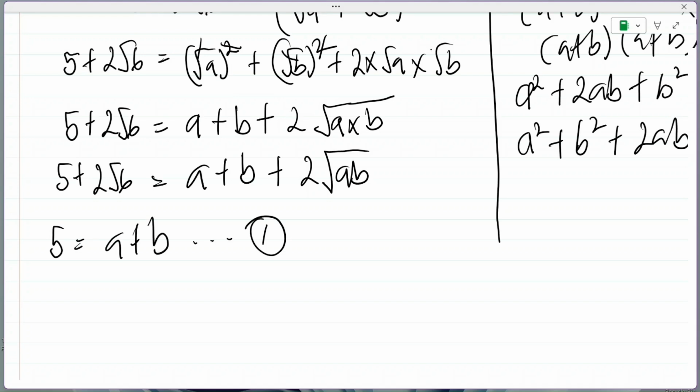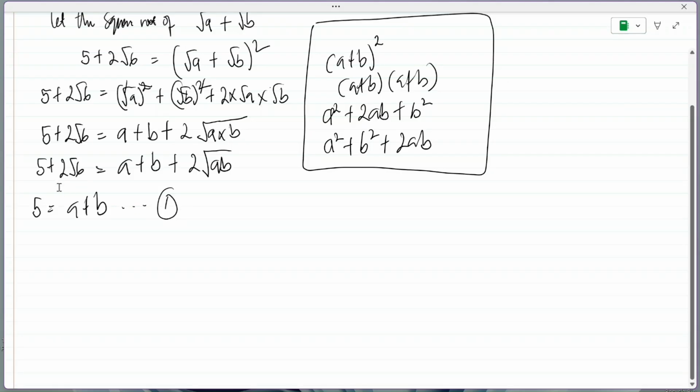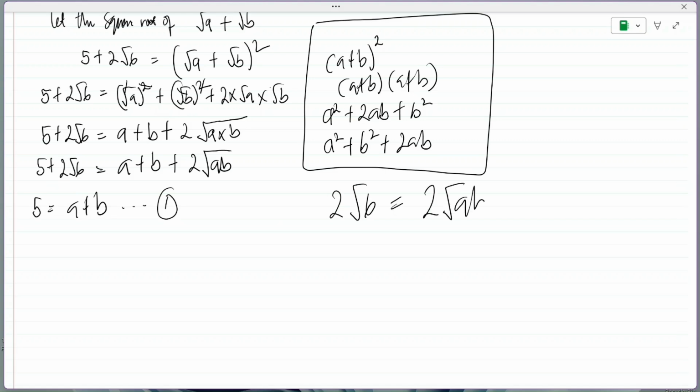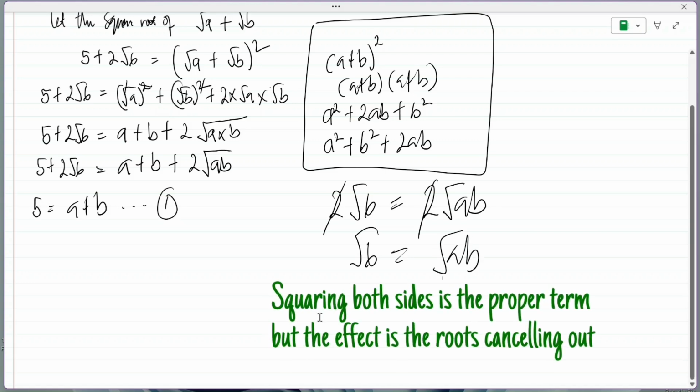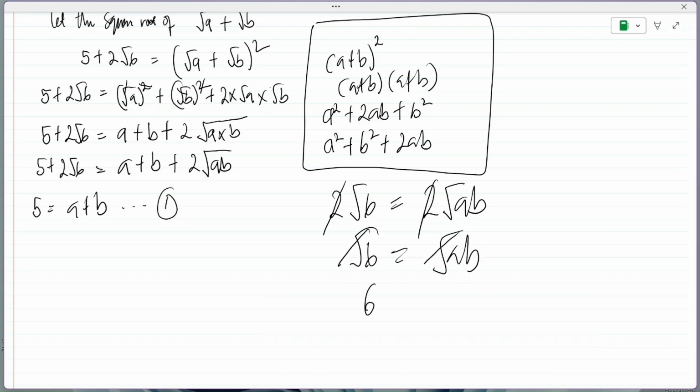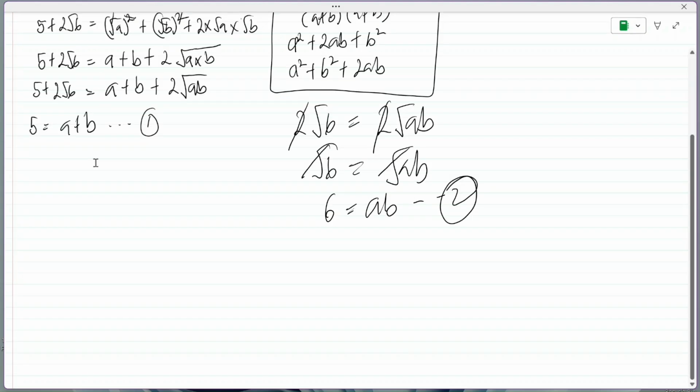This is equation 1. For equation 2, writing it by the side, we have 2 root 6 should equal 2 root ab. So we have 2 root 6 equals 2 root ab. This 2 cancels this 2. Then you have root 6 equals root ab. You can square both sides, or you say this root cancels this root. You have 6 equals ab. That's equation 2. Now, by applying equality of surds, we've been able to create equation 1 and equation 2. Equation 1 is 5 equals a plus b, and equation 2 is 6 equals ab.